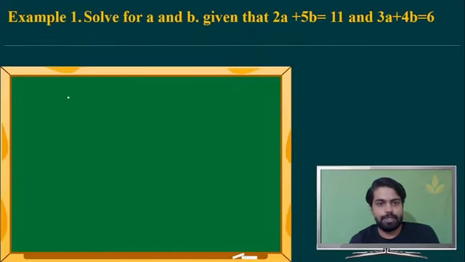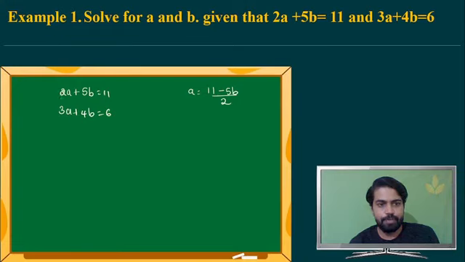Let's see the first question here. First question says solve for a and b. So two variables, we have two equations: 2a plus 5b equal to 11 and 3a plus 4b equal to 6. There are two ways to solve this. One is by substitution. a can be replaced, in the first equation, as 11 minus 5b by 2, and that can be substituted in the other equation and we can solve that. Or else we can go for the method of simultaneous linear equations, where we can eliminate one of the variables by multiplying the equations by the coefficients of that variable.